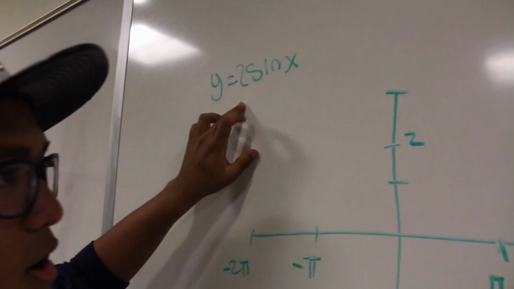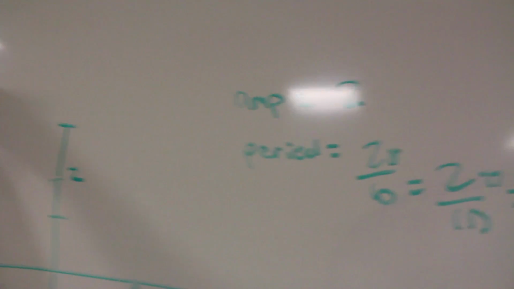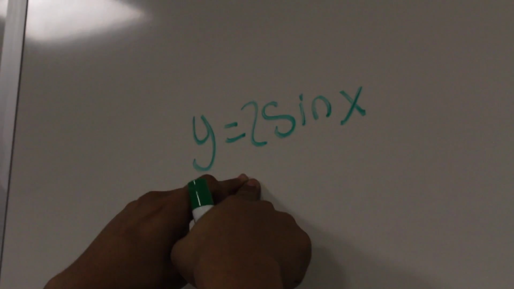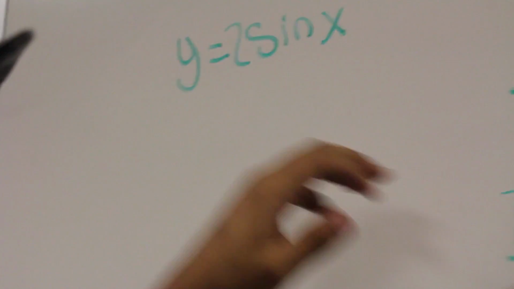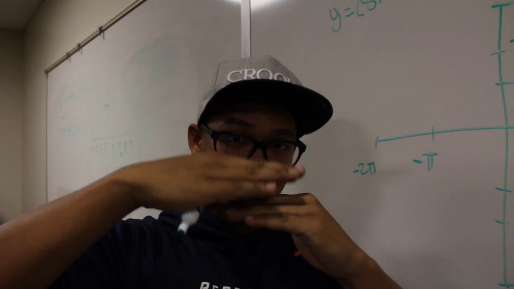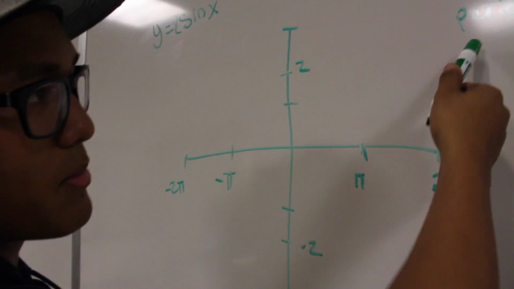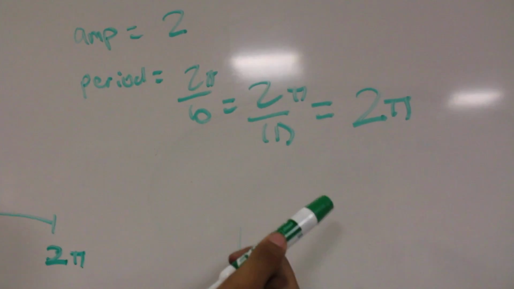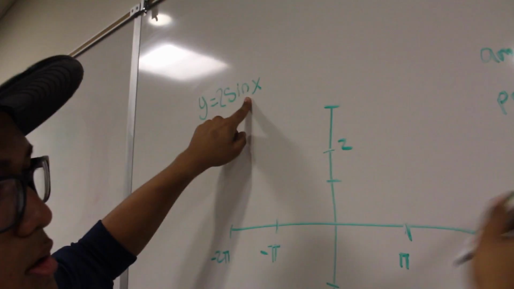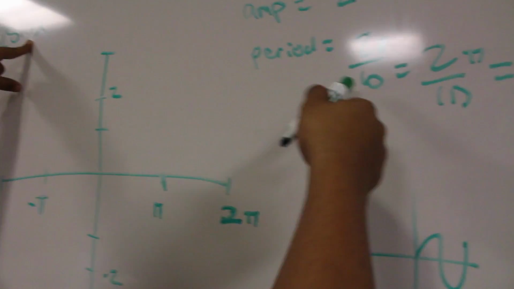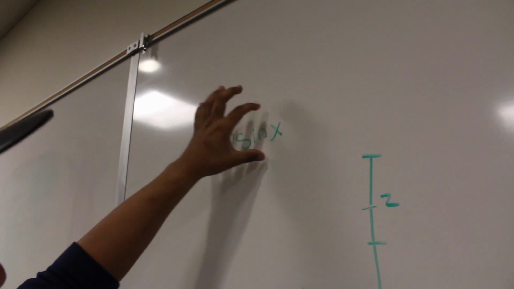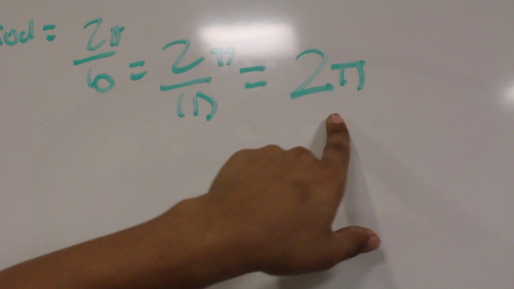With this 2 in front, because we look in front of the sine x for the coefficient that makes the height of the amplitude, our amplitude is now going to be 2, which means it's going to be stretched this way. The period is going to be 2 pi over b, as with the cosine graph. To find the period, the b is going to be 1 because of the x here. It's going to be 2 pi over 1, which makes 2 pi.